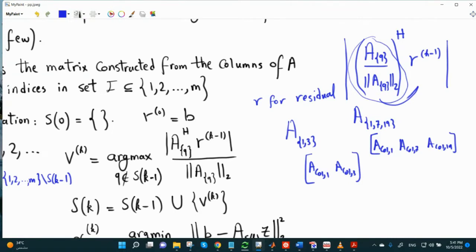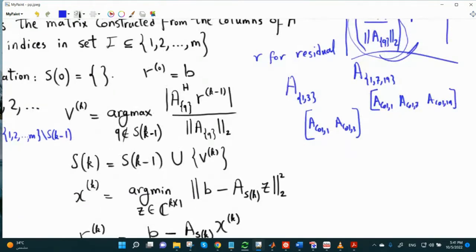Then V of k will be the index, the value of Q that gives you the maximum value of this magnitude. In other words, we will choose the index of the column such that the magnitude of the inner product of that column with R of k minus 1 is maximum. This V of k will be appended to the set. So S of k is S of k minus 1, and then you append V of k.